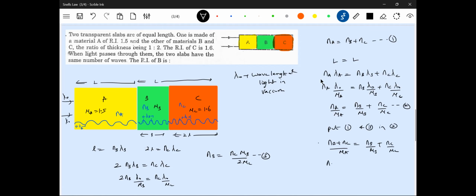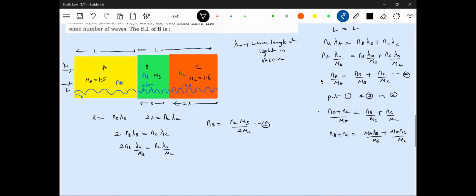What is NB? NB plus NC equal to mu A times NB by mu B plus NC by mu C. We'll do one thing: NB we will write in terms of NC. Further solving this, I'll end up with NC mu B by 2 mu C plus NC equal to mu A by mu B times NB, and NB will be NC mu B by 2 mu C plus mu A NC by mu C.